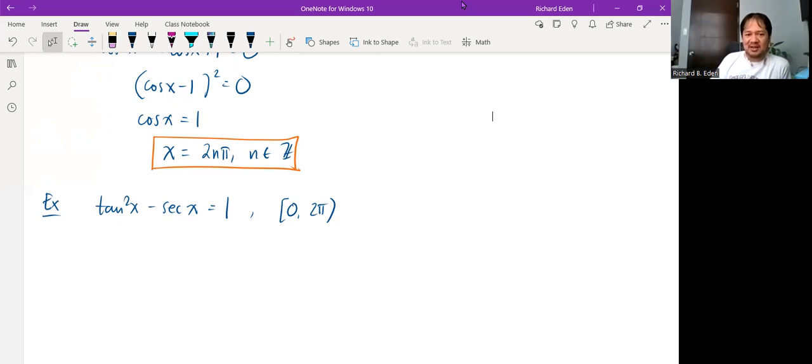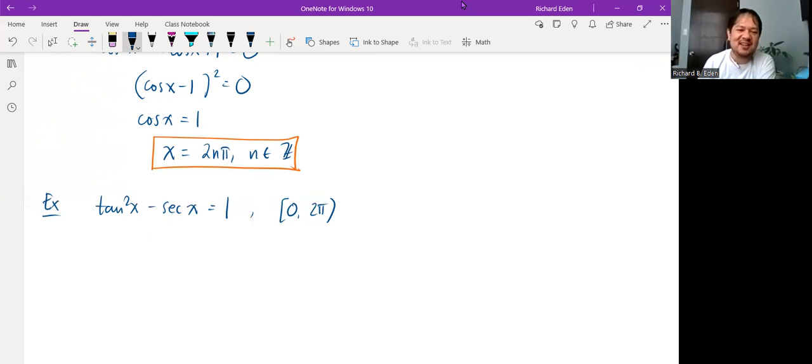Okay, here goes. Tangent squared x minus secant of x equals 1. Wait, isn't this true? Say, there's no solution. But I think this has a solution. There's a Pythagorean identity. Oh, it's only secant x, it's not secant squared x. I was almost fooled. I was like, this is true. Fooled you. This will be my only blunder on the test, the most hurtful blunder. I realized there was no square.